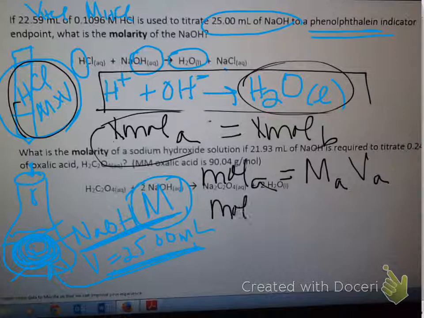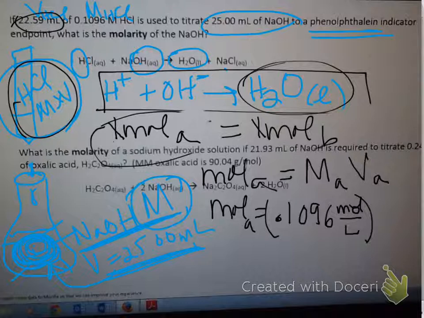So let's see here. I've got to do this on my calculator. The volume right now is in milliliters, so I'm going to divide the volume by 1,000 so I can get moles out. So the molarity, it said, was 0.1096 molar. That's moles per liter. I'm going to change molarity to moles per liter so that I can cancel out my units. And the volume right now is in milliliters, so I'm going to divide by 1,000, so that'll be 0.02259 liters. I'm running out of room. So at least you're listening and you know what I'm doing, right?